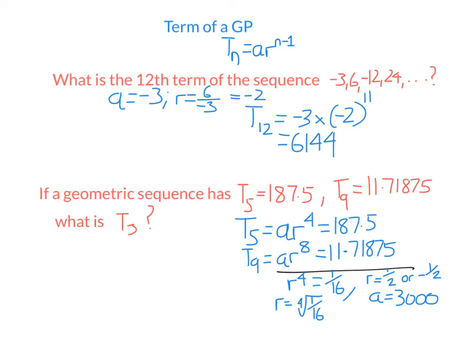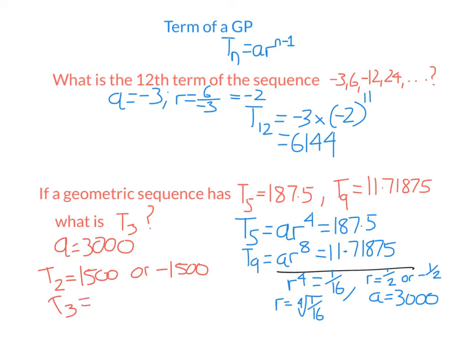So we have term 1 is equal to 3,000. Because r could be a half or negative a half, just so you know, T2 could be 1,500 or negative 1,500. But what will actually happen, T3 will actually be 750. So there's only one possible value for T3, because even if r is minus a half, all the odd number terms here would be positive. So we know that this is definitely going to be positive anyway, even though there are 2 possible values for r.